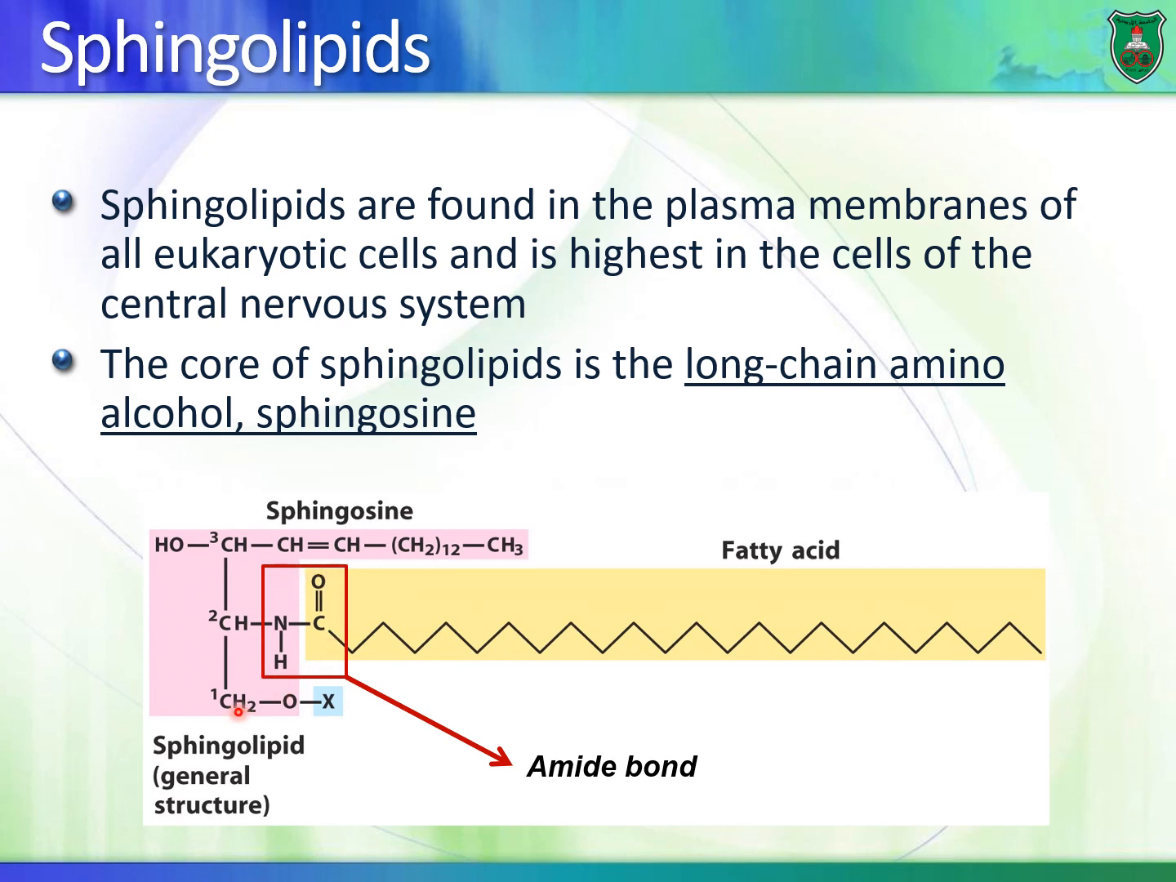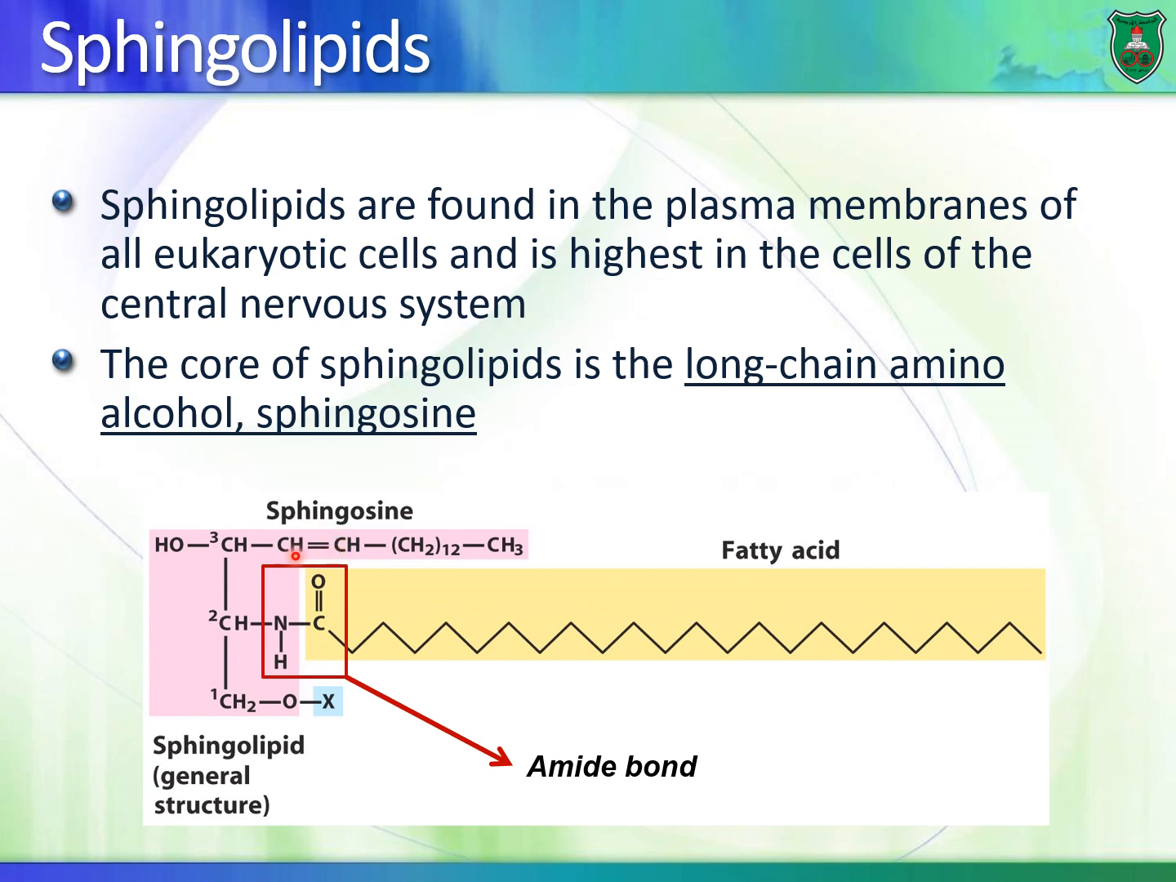Okay, and then at carbon number 1 you have a group attached to it right here. Okay, now, so if I bring you a structure of a sphingolipid and I ask you what is this molecule, you need to differentiate it from glycerophospholipids and other molecules by looking at certain features.